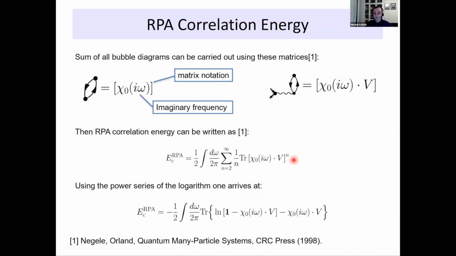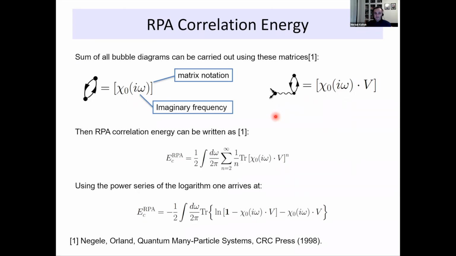The infinite series of bubble diagrams can be evaluated with the independent particle polarizability. So we have this particle polarizability in a matrix notation indicated by these brackets here. This is a matrix that also has to be evaluated as a function of frequency, but this time in imaginary frequency. And similarly, the product with the Coulomb interaction in a matrix notation is simply this object here.